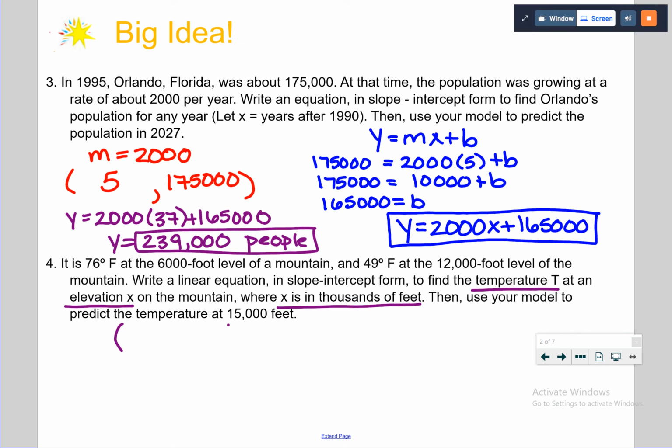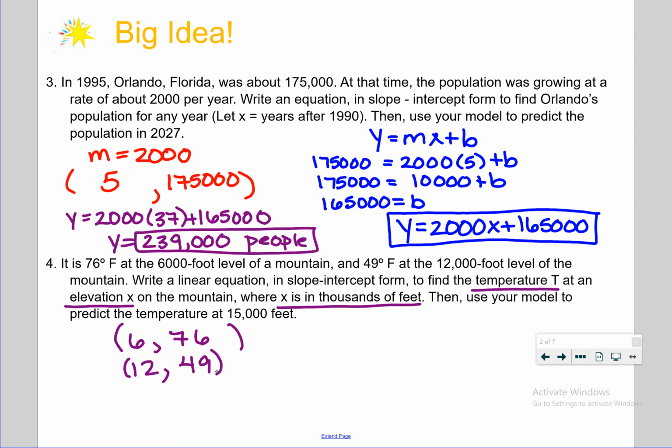And it's telling me that's the X and Y. So you don't actually in this problem have to guess what's X and what's Y. They're telling you X is the elevation. So 6,000 feet goes with 76 degrees. That's a pair of information that goes together. And then the same with our second elevation, 12,000 feet. I have a temperature of 49 degrees Fahrenheit. Is that enough information to write the equation of a line?